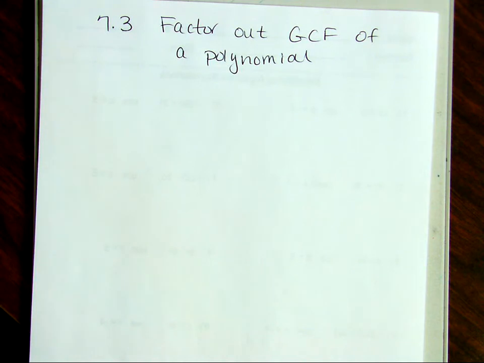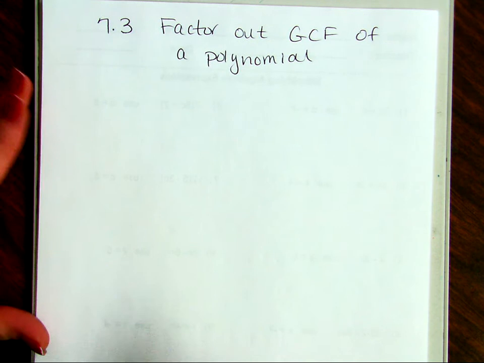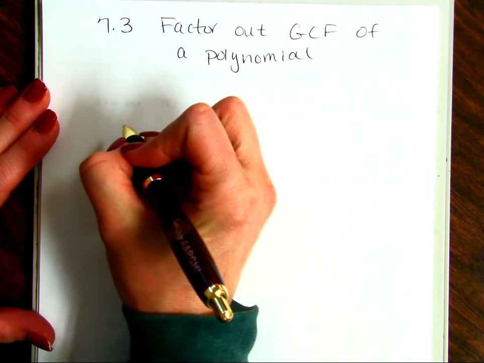Okay, so we are going to factor out the greatest common factor of a polynomial. We've added and subtracted them. We've multiplied them. Now we need to talk about how to factor out a GCF, which I guess is as close to dividing as we're going to get. So let's talk about two things.